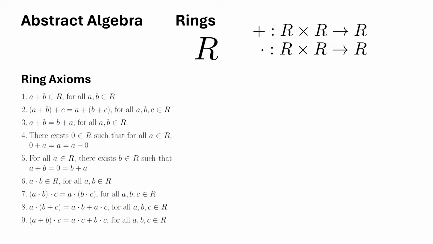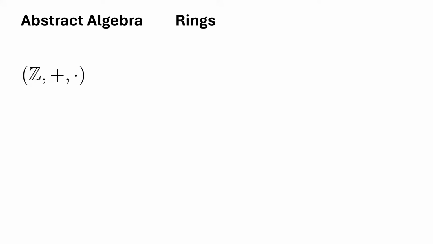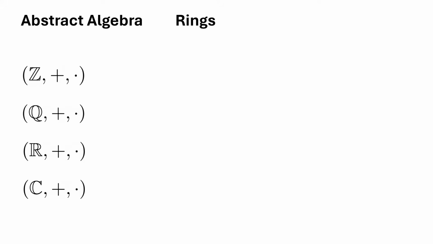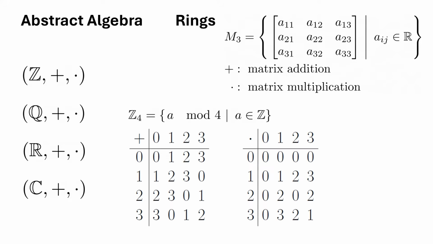If the multiplication operation is commutative, has an identity, and every non-zero element has an inverse, then the ring is called a field. The integers with addition and multiplication are a ring. The rational, real, and complex numbers with addition and multiplication each are fields. Square matrices with addition and matrix multiplication are a ring. The integers modulo n for some positive integer n are important rings that play a role in cryptography.